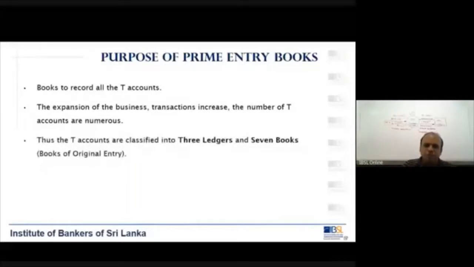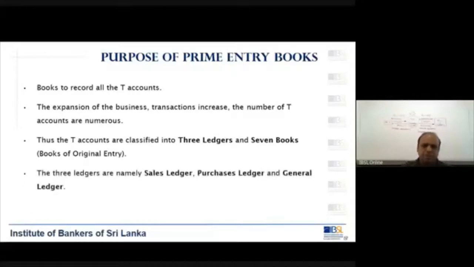Therefore, the T accounts that you are going to use in a normal business concern like the toy company here are classified into 3 ledgers and 7 books. Two key terms: 3 ledgers and 7 books. And these 7 books are going to be known as books of original entry. Books of original entry. What are the 3 ledgers? The 3 ledgers we call the sales ledger, purchases ledger, and general ledger.